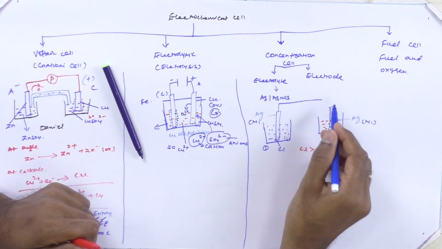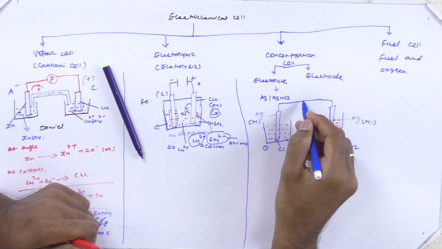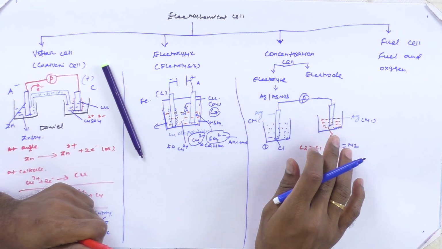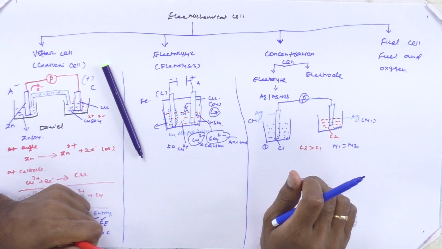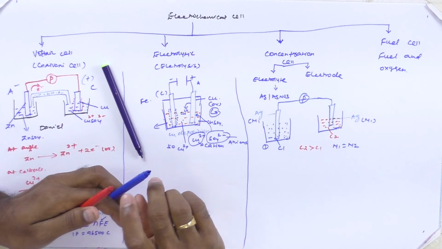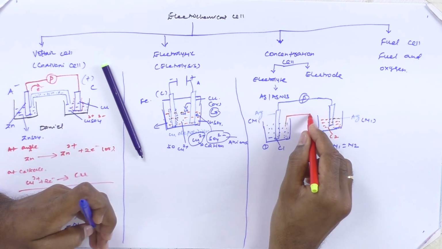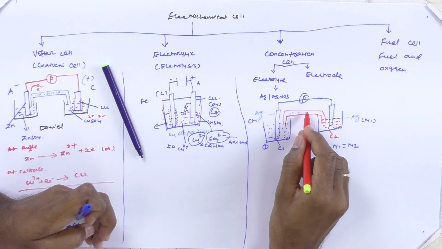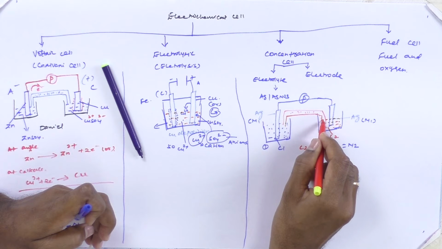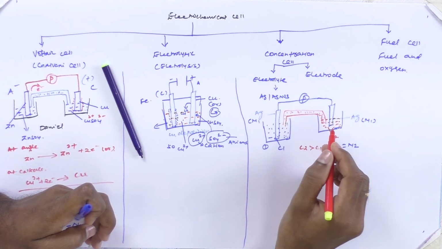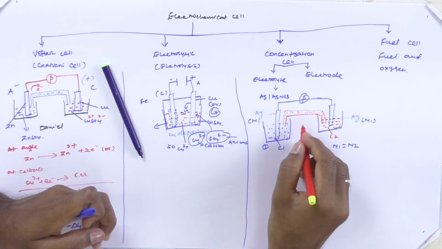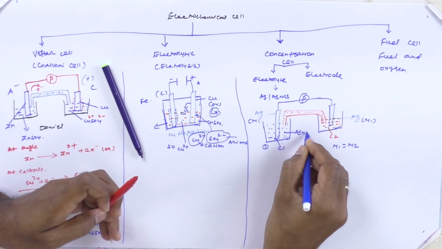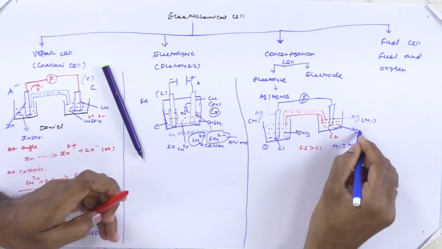After that, these two metals have to be connected with the help of an electrical wire through a potentiometer, whose deflection tells about the quantum of electricity produced. After that, we are supposed to place one more device called a salt bridge, which is essential for removing the liquid junction potential, and it should have a common anion. Here the common anion is going to be NO3, because we took silver nitrate over here, and here also we took silver nitrate.